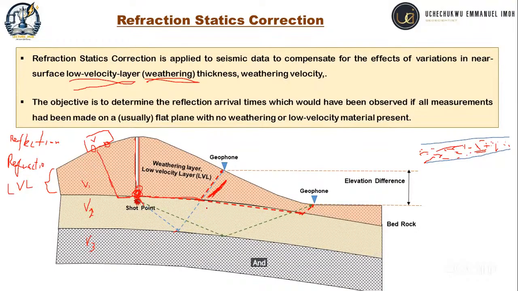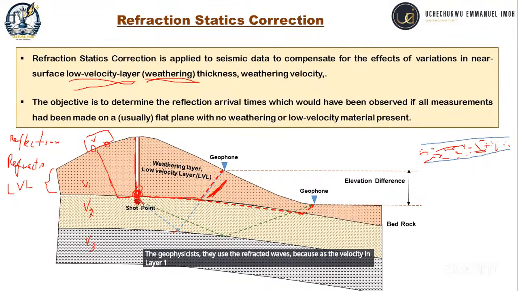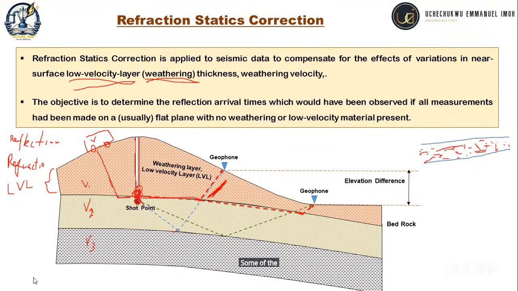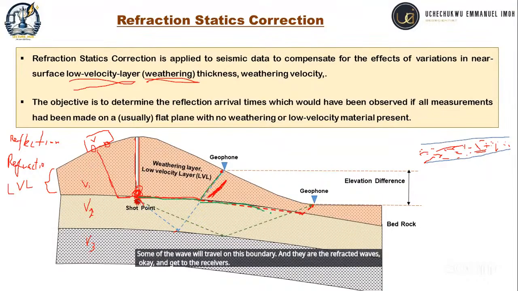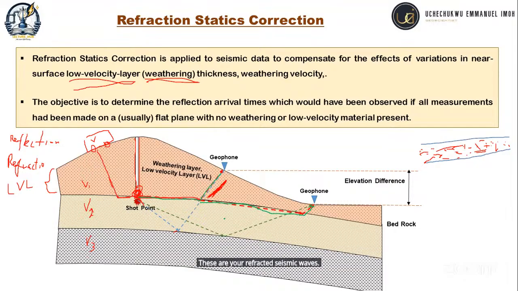And to correct that effect, what do we now do? The geophysicists use the refracted waves, because as the velocity in layer 1 is smaller than the velocity in layer 2, some of the wave will travel along this boundary. I'll use a green pen this time. Some of the wave will travel along this boundary, and they are your refracted waves, and get to the receivers. So the idea is that you want to correct the effect of this low velocity layer on your seismic data, because this low velocity layer slows down the returning seismic wave.